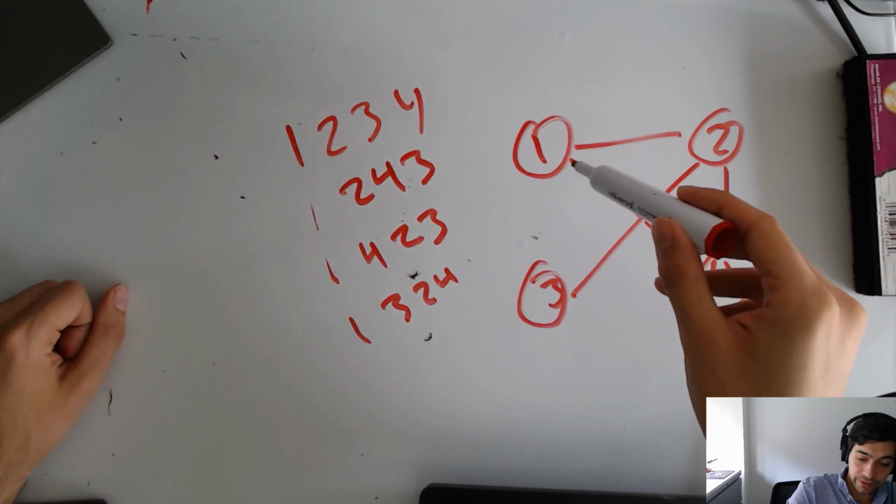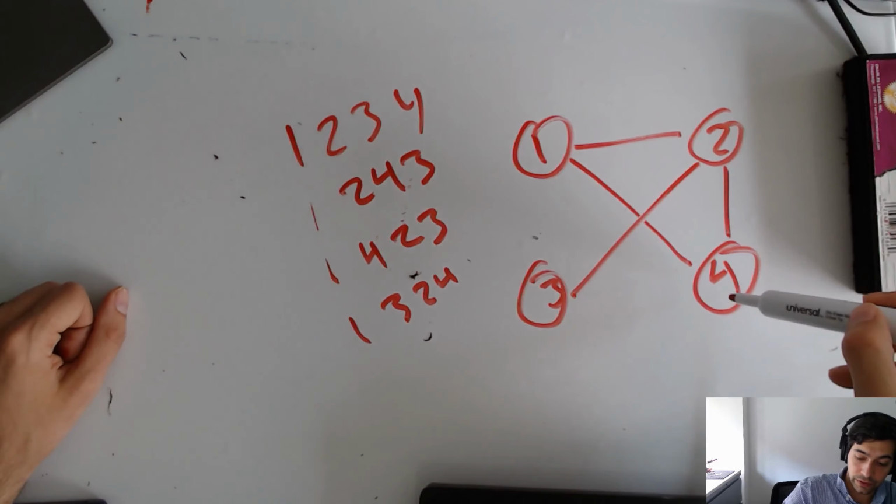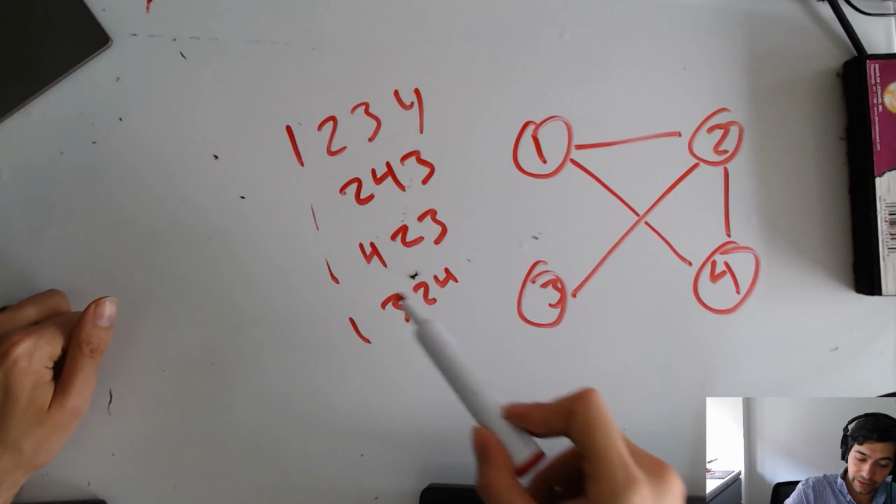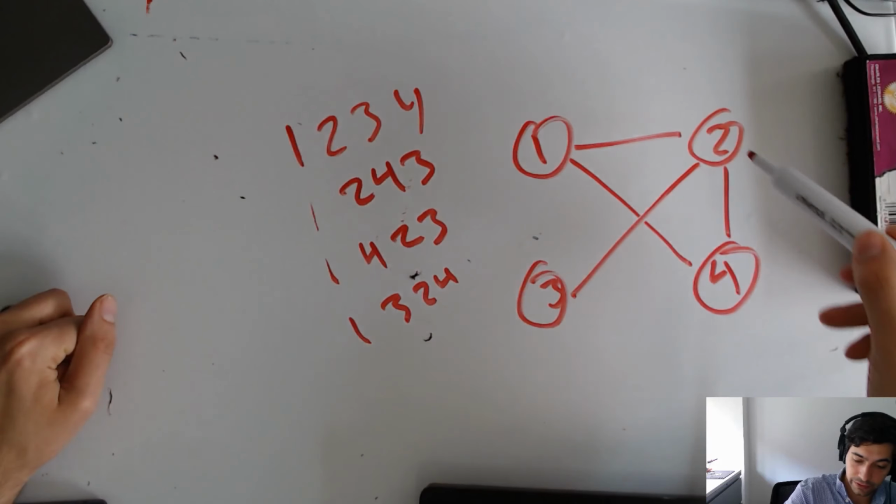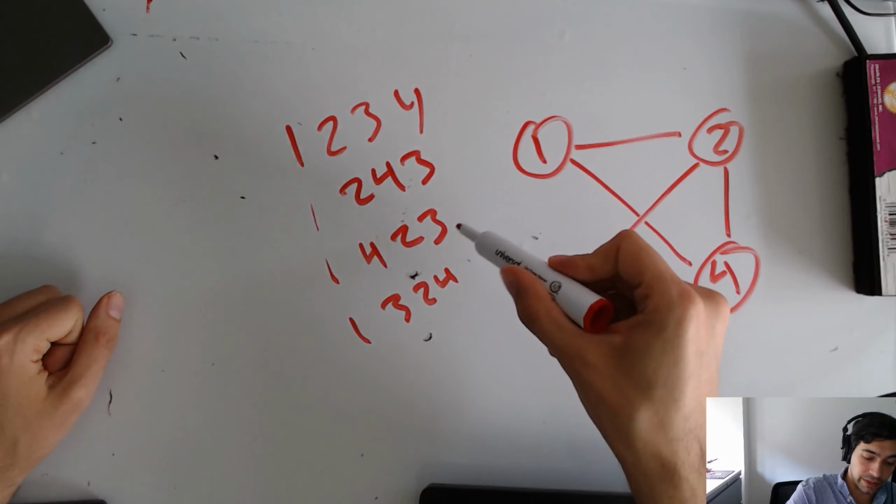1, 2, 4, 3. That's not a Hamiltonian path. 1, 4, 2, 3. That's what we had before. This one is a Hamiltonian path.